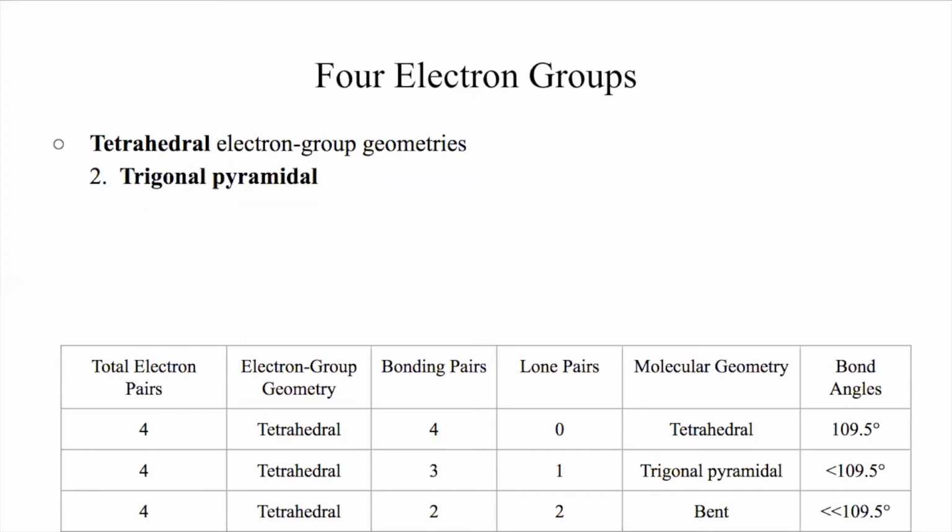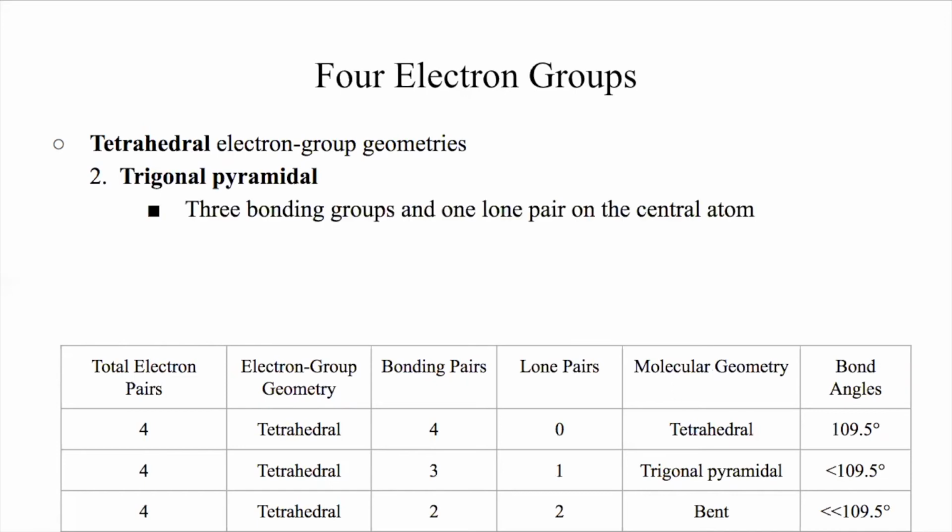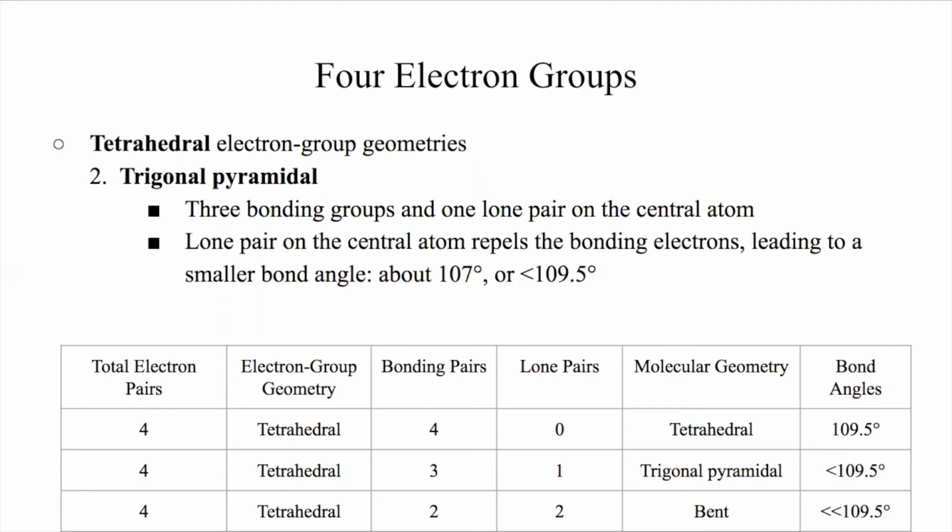The next possible molecular geometry with 4 electron groups is trigonal pyramidal. This molecular geometry occurs when there are 3 bonding electron groups and 1 lone pair on the central atom. Like with the bent molecular geometry, the lone pair on that central atom repels the bonding electrons, resulting in a smaller bond angle, about 107 degrees, most commonly shown as simply less than 109.5 degrees.